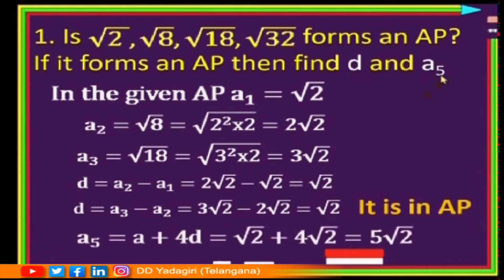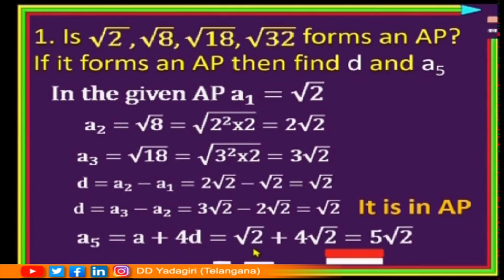How can we find fifth term? Like this. So fifth term formula, a5 is equal to a plus 4d. By using an is equal to a plus n minus 1 into d formula, we will get a5 is equal to a plus 4d. We got a value, that is first term root 2, substitute here, plus 4 into d value is root 2.